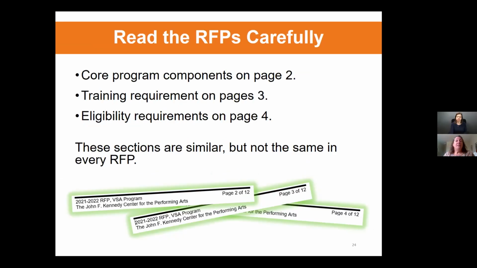Read the RFPs carefully, especially the core program components on page 2, the logo and training requirements on page 3, and the eligibility requirements on page 4. They're similar, but not the same in every RFP. So if you're trying to decide between several RFPs or going to apply for two different RFPs, please make sure you look at these sections in each one. They're not identical in every one.